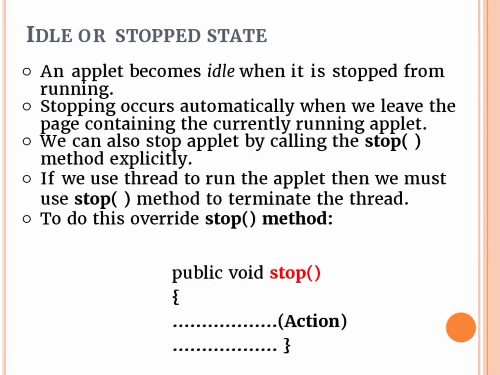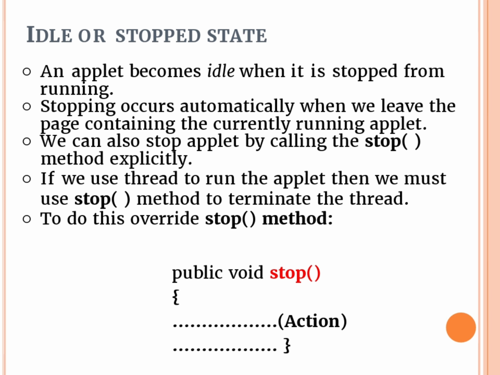The next state is idle or stopped state. This is nothing but it will stop the execution of the applet. This method is invoked whenever the applet is stopped or minimized or moving from one tab to another in the browser. When we go back to the previous page, then start method will be invoked again. We can also stop the applet by calling the stop method explicitly. This is how stop method in applet will work.